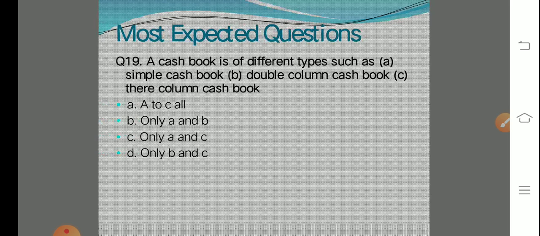A cash book is of different types such as A. Simple cash book, B. Double column cash book, C. Three column cash book. So we have to see which are correct. Which is correct? Option A to C all, only A and B, only A and C, only B and C. Let's see what is the correct answer. Correct answer is A to C all.